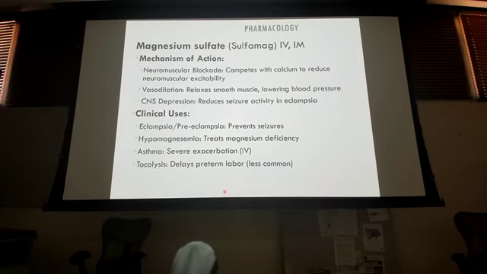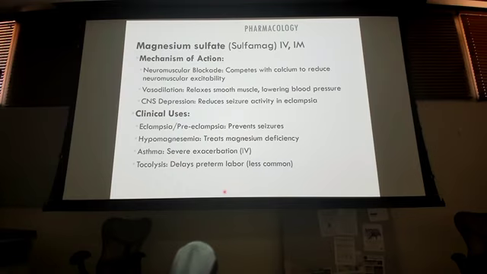You see that we also get some vasodilation, and some CNS depression can happen. We'll look at this when we look at preeclampsia and things like that. If somebody has a history of it and they're about to deliver, sometimes we'll push the mag sulfate, bless you, when they're about to deliver their child. Looking at our clinical uses: eclampsia, preeclampsia, hypomagnesemia, asthma, and then your tocolysis.